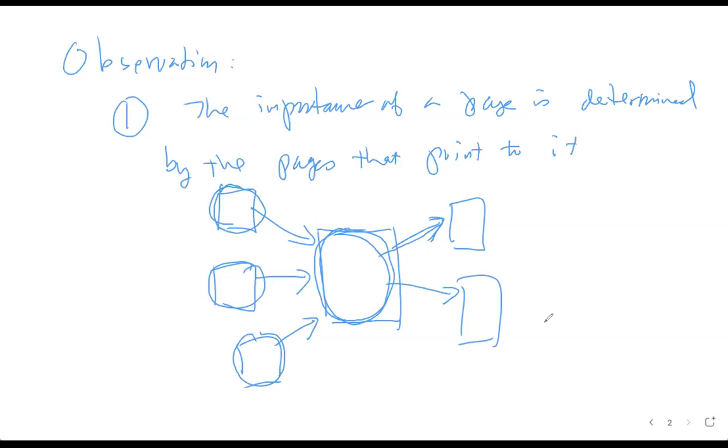But then if this page is important, then of course my importance will be increased because this page is important. Just like the concept of a VIP node, right? If a VIP node points to me, of course I'll be happy, because that means I am important because that VIP node points to me. So that is their first observation.